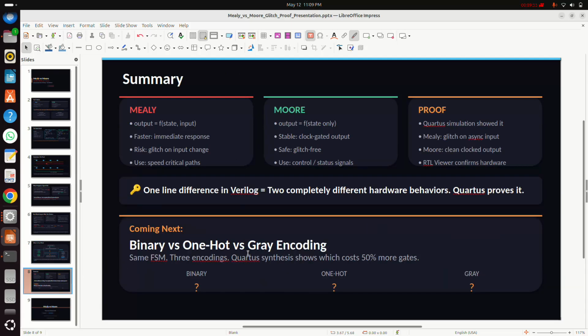In the next video we will show binary versus one-hot versus gray encoding. This is our type of binary representation, means bit representation.